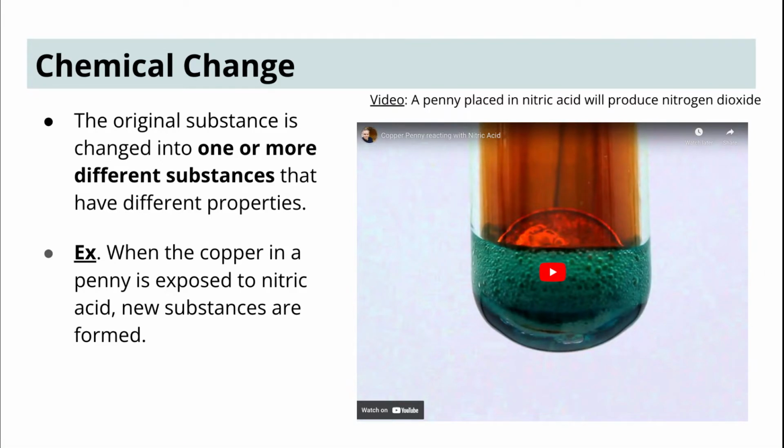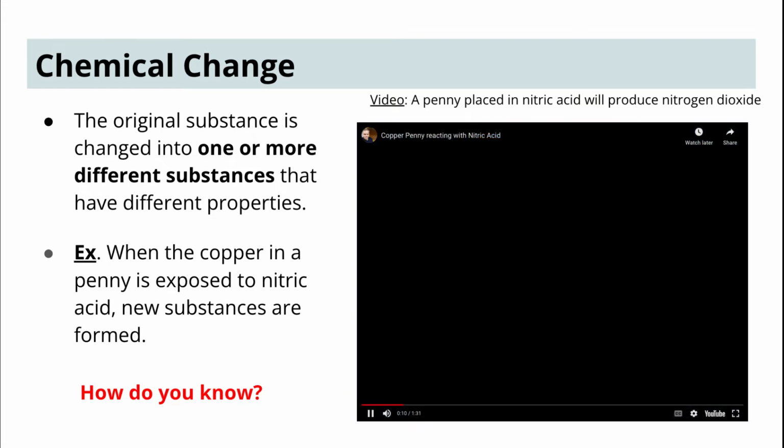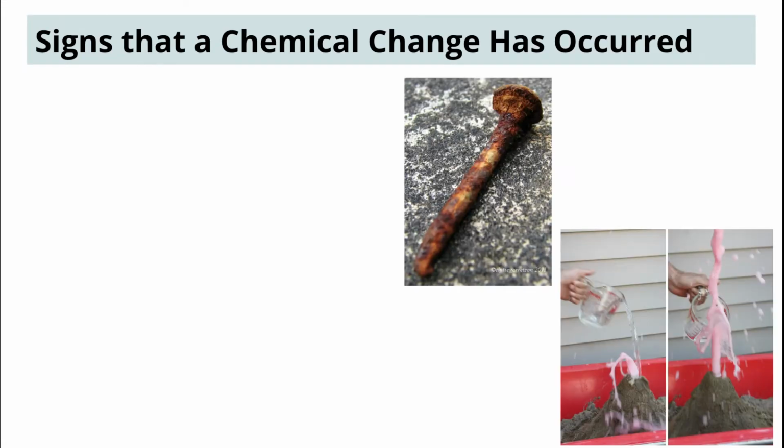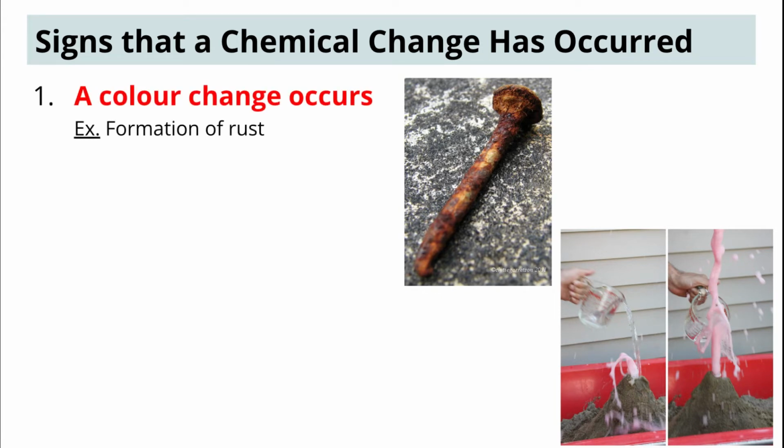So, how do we know that a chemical change is happening? We can look for evidence for chemical change, and there are 6 factors that we can look for that will tell us whether we have a chemical change. So, let's take a look at those. Signs that chemical changes have occurred. The first sign is that a color change has occurred.